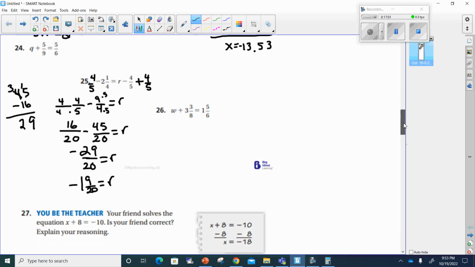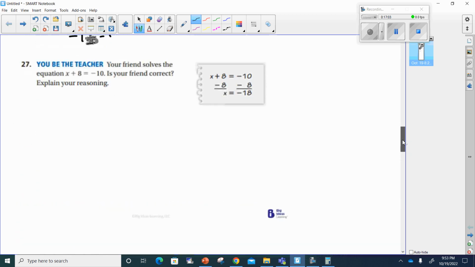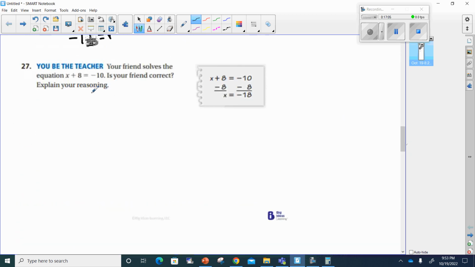All right, let's move on to the next one. I got number 27. Your friend solves the equation x plus 8 equals negative 10. Is your friend correct? He says to get rid of positive 8, I'll subtract 8, which means I subtract 8 over here. Negative 10 and negative 8 make negative 18. And that's exactly how we do this, because when my signs are the same, I find the sum. So x is equal to negative 18. Yes, your friend did this correct.